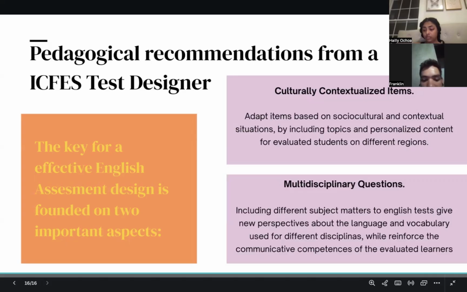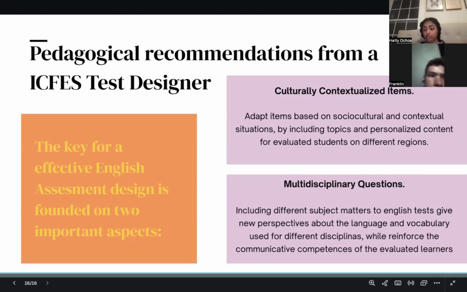It's going to be a very important thread in the designing and the implementation of different items, since they are a very important thing to use in order to create evaluations. They are going to be more contextualized and more specific. They are going to be easier to comprehend for different learners who are from very distant parts of the country. And also we have to implement multidisciplinary questions.